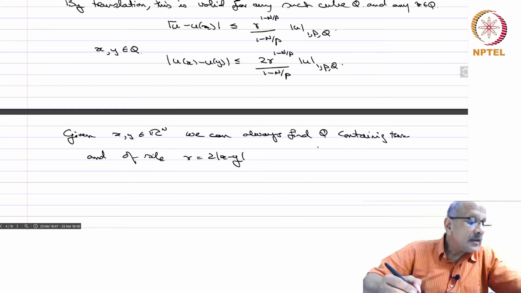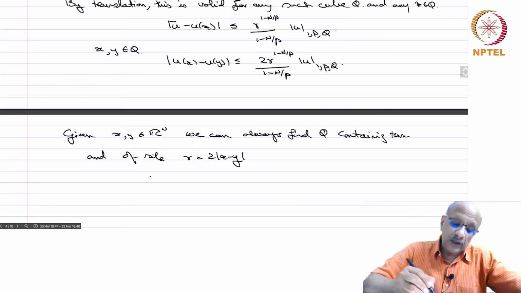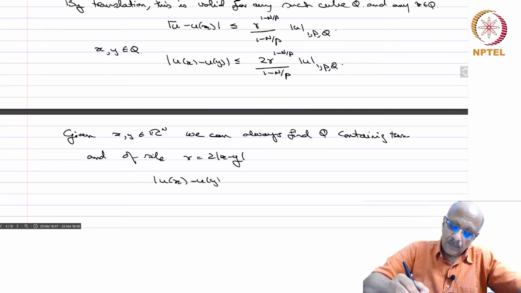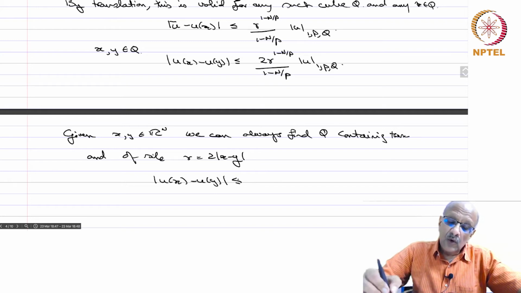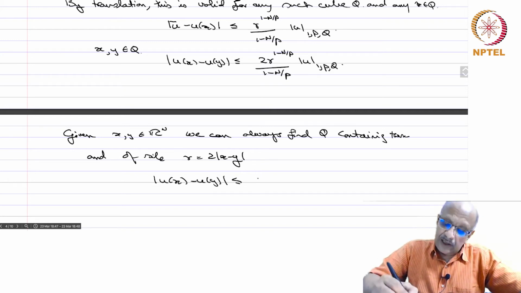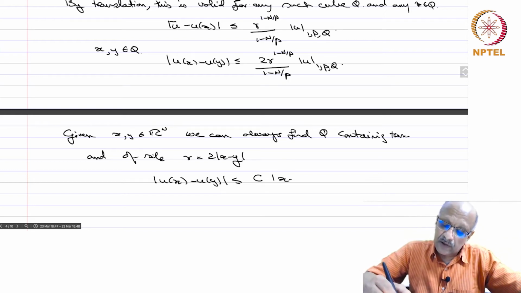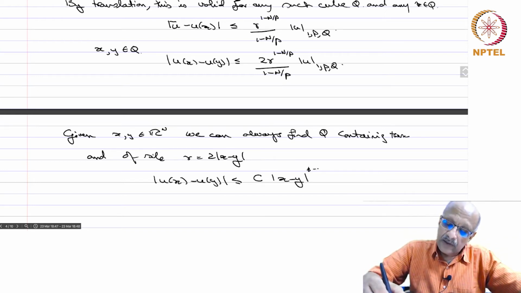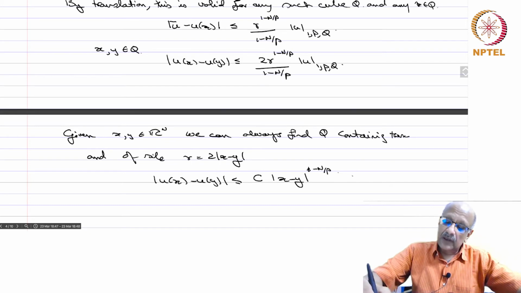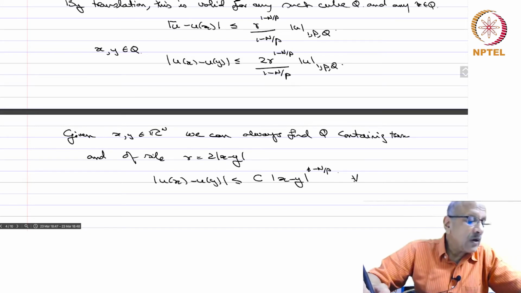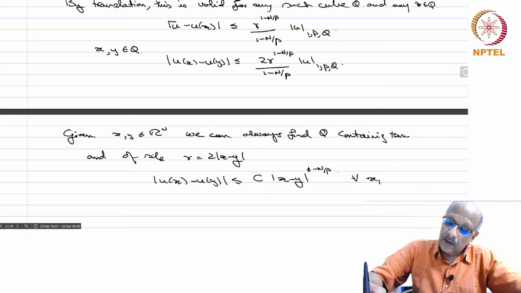And therefore, substituting that, you get mod ux minus uy is less than or equal to, you put everything in a big constant, 2 by 1 minus n by p and 2 power 1 minus n by p, all these things, whatever you get, you put it in that constant, times mod x minus y power 1 minus n by p. Okay, so this is true for almost all x, y in Rn.